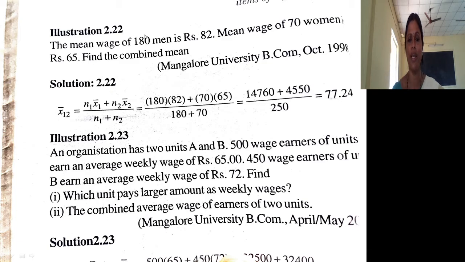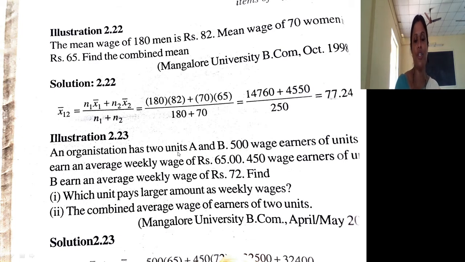So N1 is 180, N2 is 70, X bar 1 is 82, X bar 2 is 65. So N1 multiplied with X bar 1 plus N2 multiplied with X bar 2, divided by N1, 180 men, plus N2, 70 women. So the average wage of men and women put together is 77.24 rupees. See, the average wage of 180 men is 82 rupees. Average wage of 70 women is 65. But when you put together the average wage of men and women, totally 250 workers, it is 77.24.